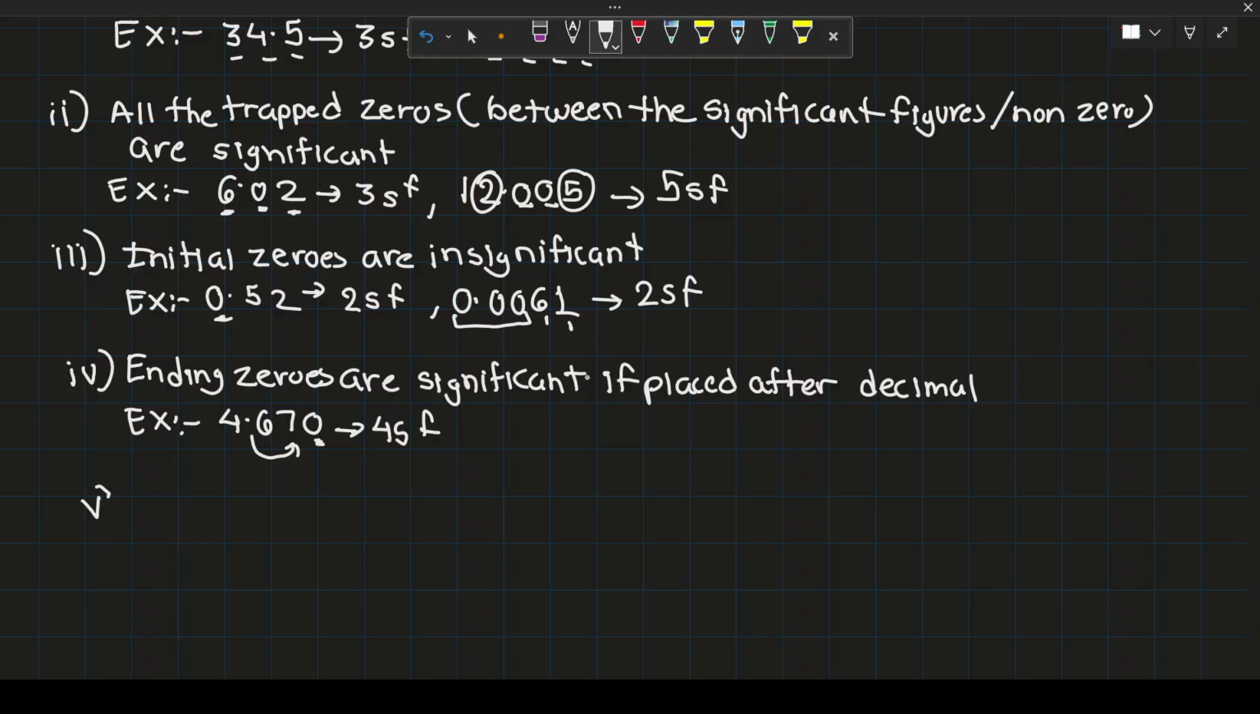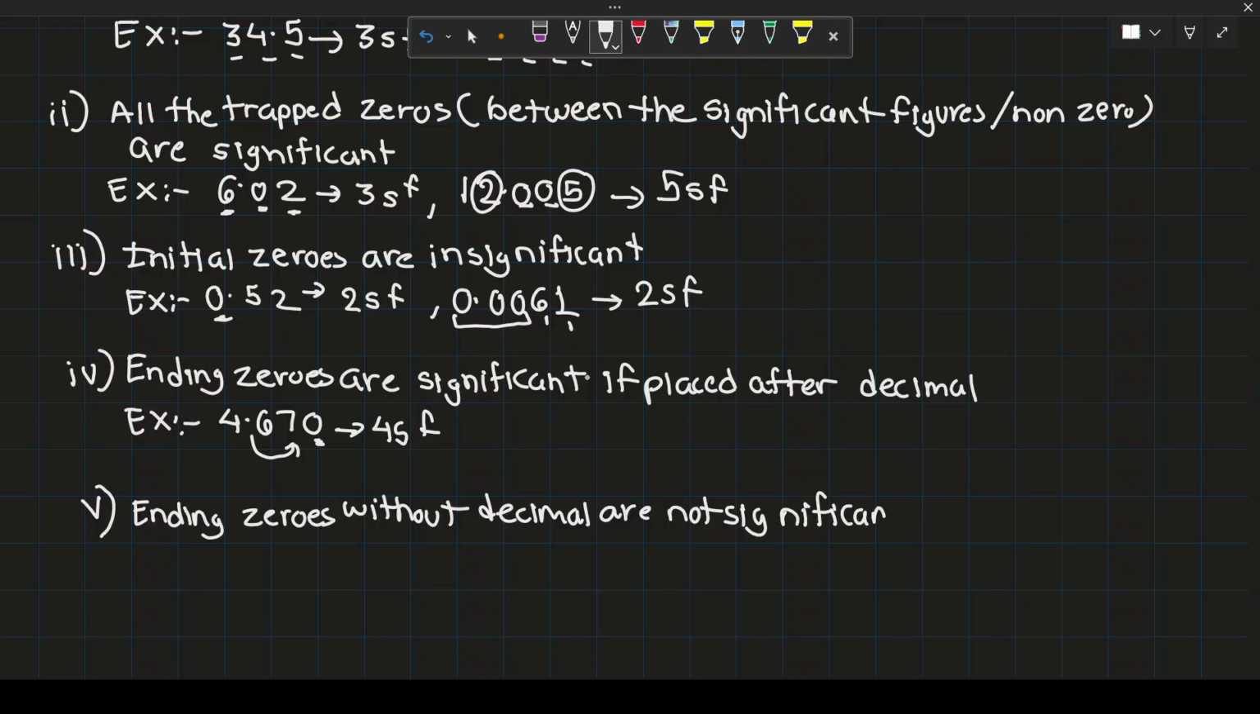Moving on to the fifth rule, which is ending zeros without decimal are not significant. Let's say for example 1600. These two zeros are coming before the decimal point, so the number of significant figures will only be 1 and 2. 2 significant figures. Let's take another example, let's say 360. So only 1 and 2. 2 significant figures.